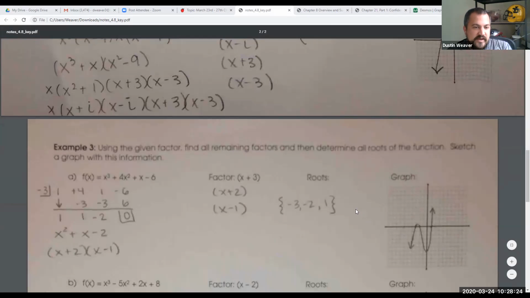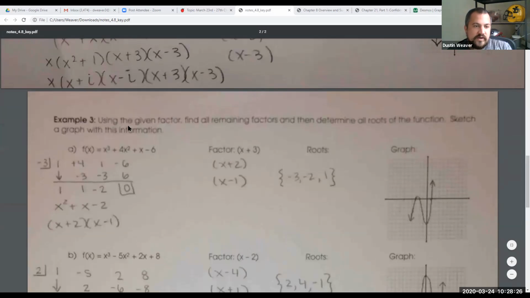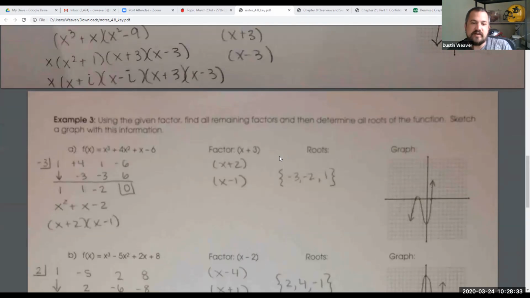Okay, so on page 2, it says using the given factor, find all remaining factors, and then determine all roots of the function, and then sketch a graph. A factor means when you plug that number in, it is going to make the equation equal 0. So this is where the synthetic division I showed you yesterday comes in handy. And again, we're only going to do A and B on this sheet, so that's good.